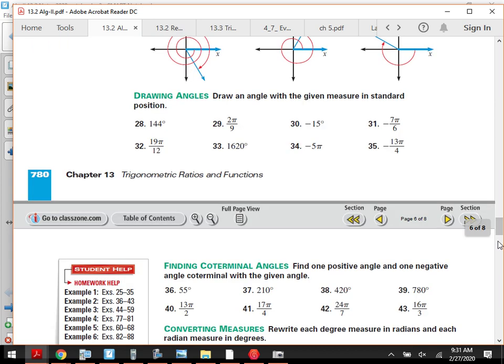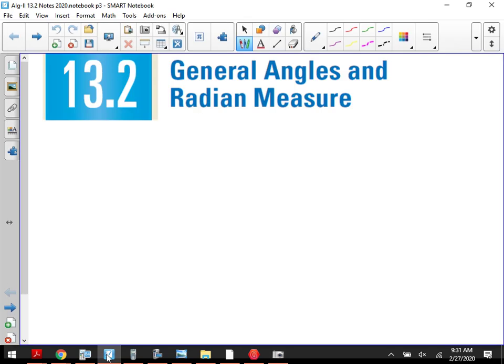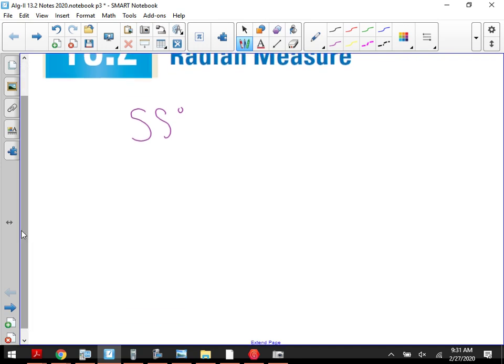Positive, negative coterminal angles. So remember, when you're doing positive, negative coterminal angles, you've got 55 degrees. Now I'm going to do this in long form. I'm going to write it all out. I'm going to draw my angle, place it, see where it's at, and then talk about how things work. So 55 degrees puts you in the first quadrant up here, like that.